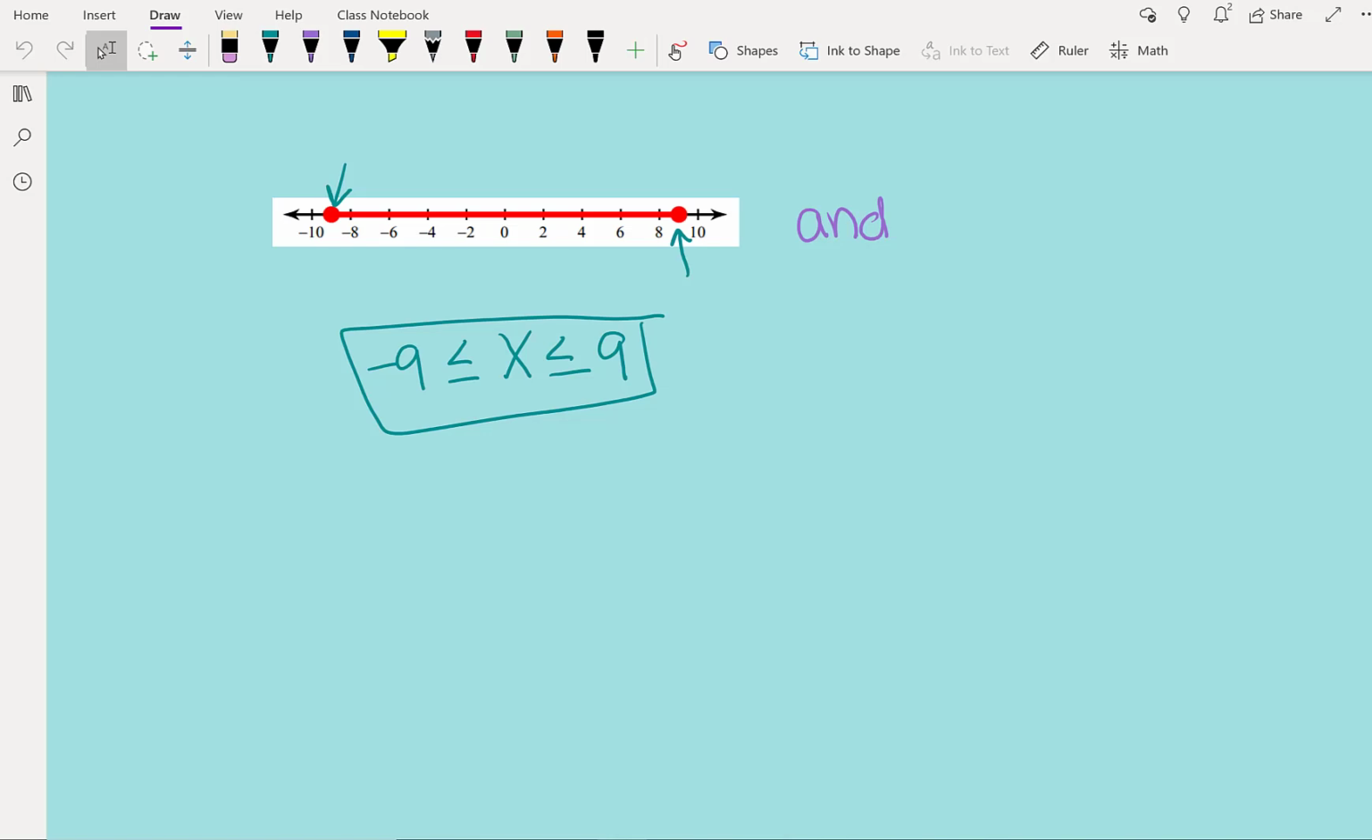So that's it for today. We discussed compound inequalities, the differences, and how to solve them.